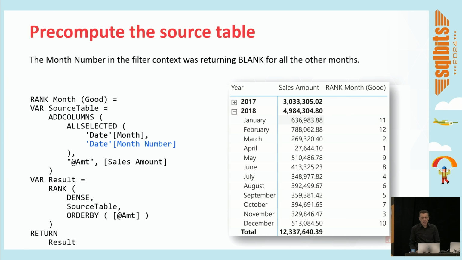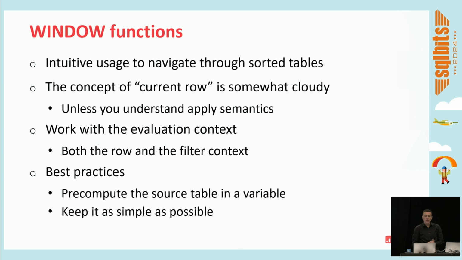Basically the idea is that pre-computing the source table allows you, one, to control what you're doing, and two, to inspect the table, because if you skip the table, you don't see what is going on, and you might see unexpected results. So that is a wrap. Window functions are good functions to navigate through sorted tables. The sort order should be defined in your measures.